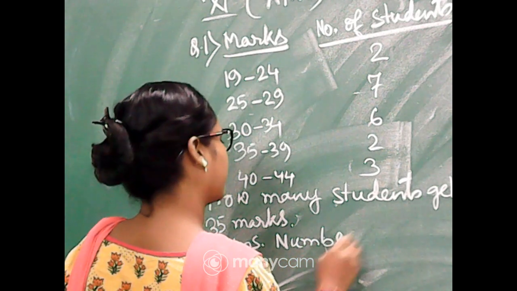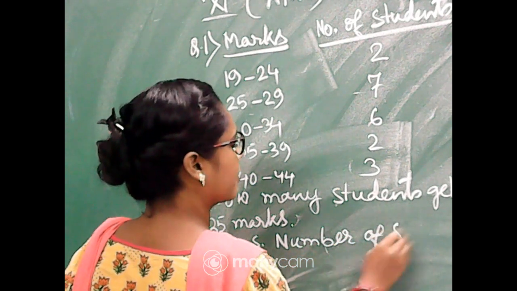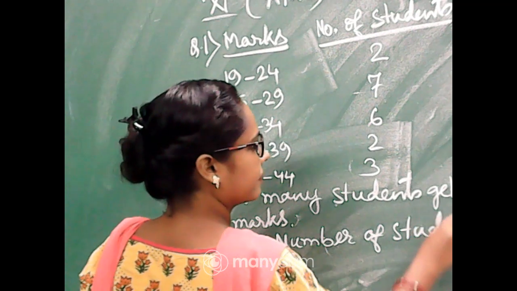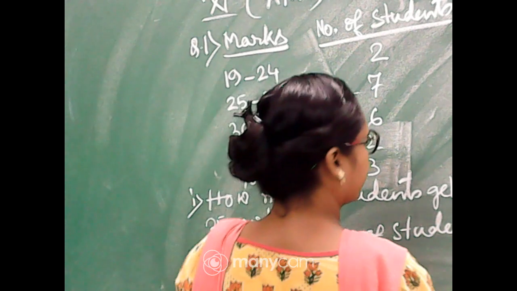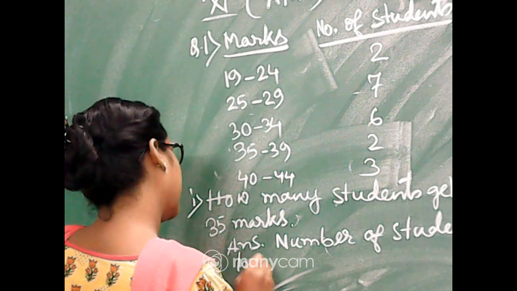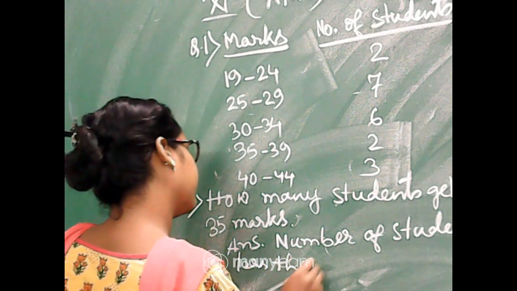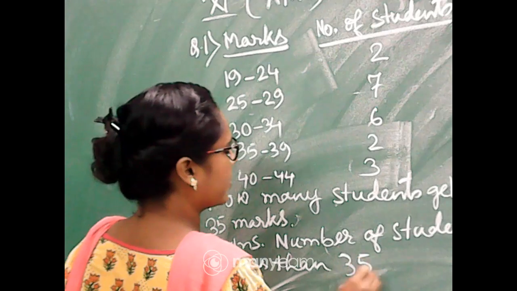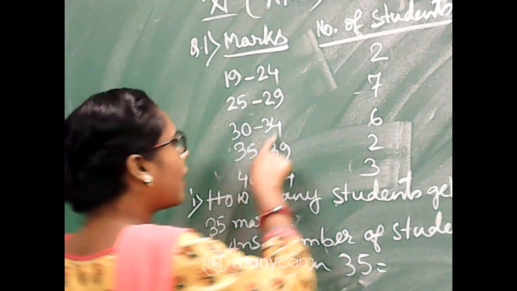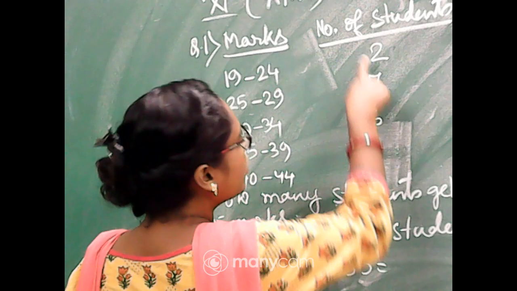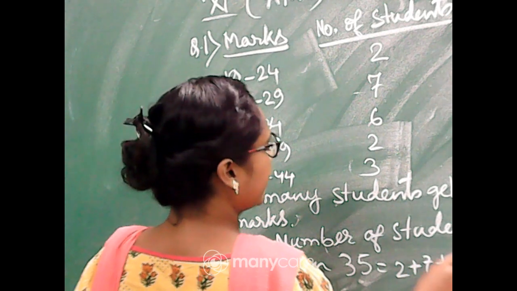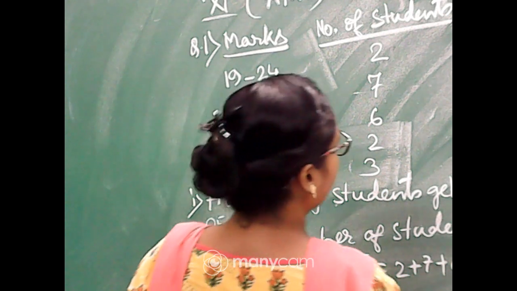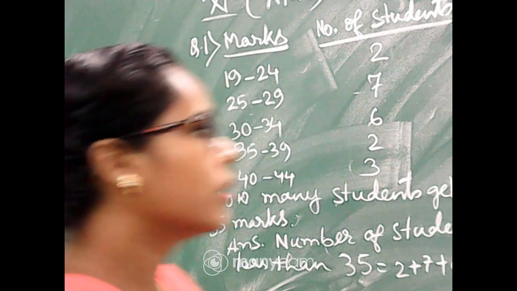So, find out the number of students who get less than 35. Up to 34 we count, 2 plus 7 plus 6. Riddha, it will be 15, okay, very good. So, we shift to our next question.